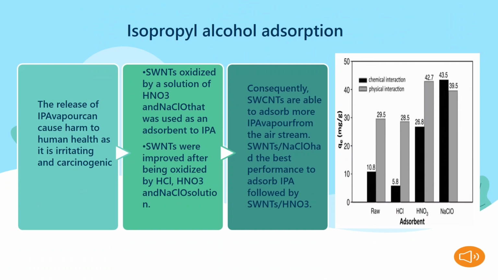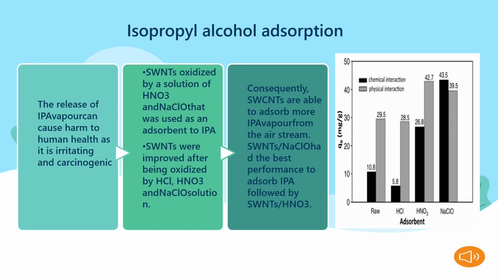The last one is the adsorption of isopropyl alcohol. Isopropyl alcohol is a main solvent and it is used in the manufacturing of optoelectronic devices and semiconductors. So the release of isopropyl alcohol vapors can cause harm to human health as it is irritating and carcinogenic.